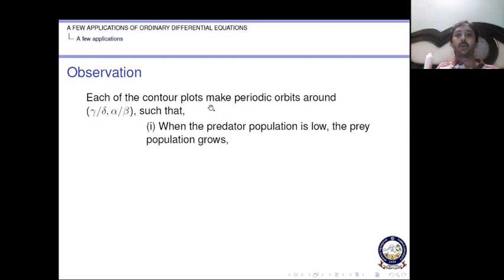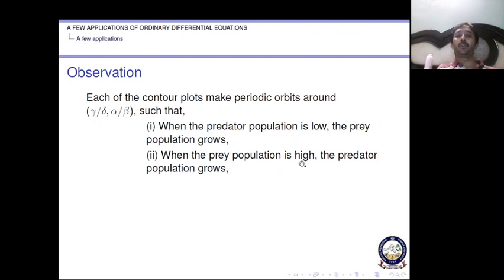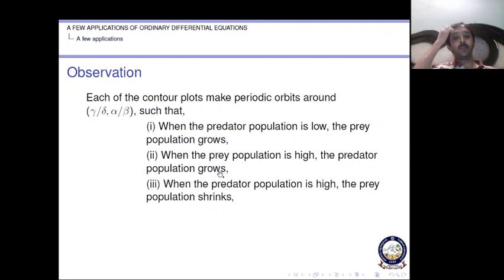So the contour plots make periodic orbits around gamma by delta, comma alpha by beta, such that when the predator population is low, the prey population grows. When the population of foxes is low, the population of rabbits keeps on increasing. And when the population of rabbits becomes very high, the predator population grows. And when the predator population is high, the prey population shrinks.